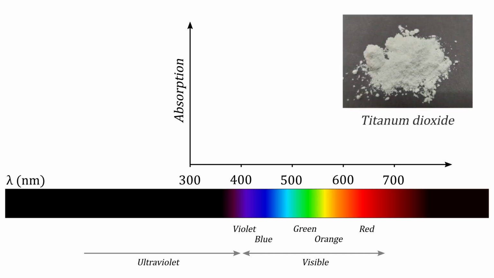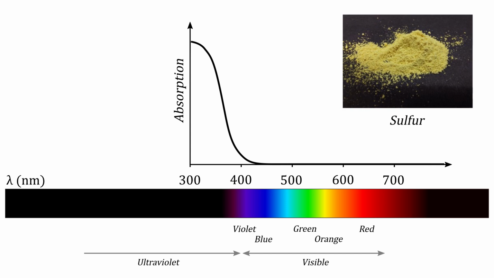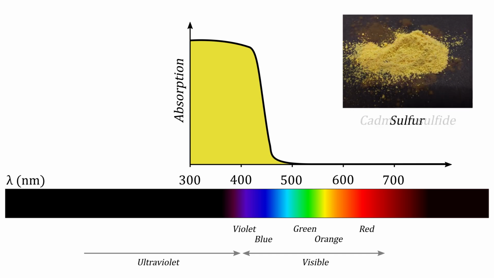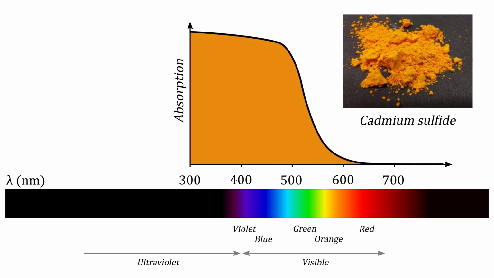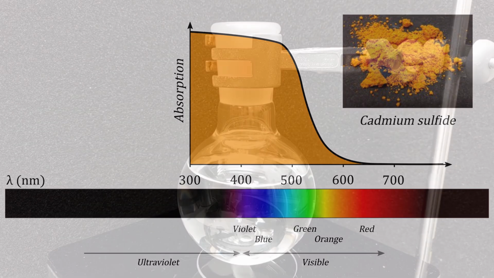For example, substances that appear as colorless liquids or white solids, such as titanium dioxide, absorb photons with wavelengths shorter than 400 nanometers. It is outside the spectral range of the human eye. Substances that appear as yellow liquids and solids, such as elemental sulfur, absorb photons with wavelengths of approximately 460 nanometers and shorter. Orange substances such as cadmium sulfide absorb photons with wavelengths of approximately 590 nanometers and shorter.